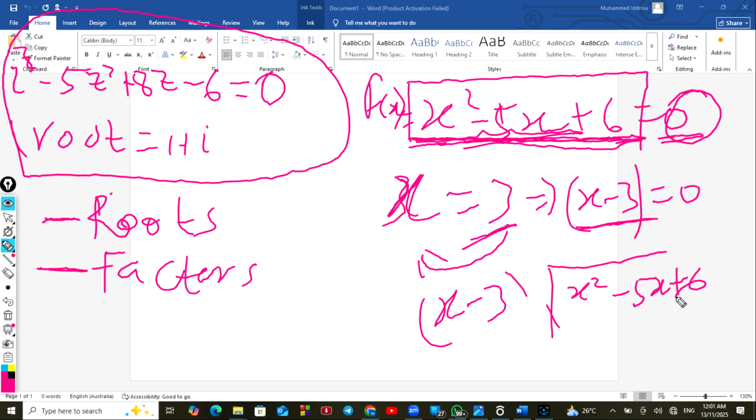So x squared divided by this, I have x times this, x squared, this times this, minus 3x. So x squared minus this is 0, and minus 5x minus this will give you minus 2x plus 6.